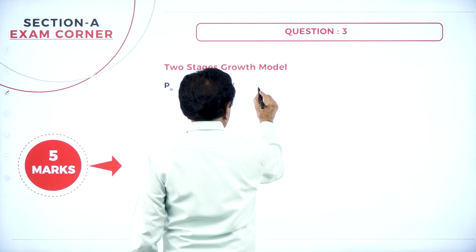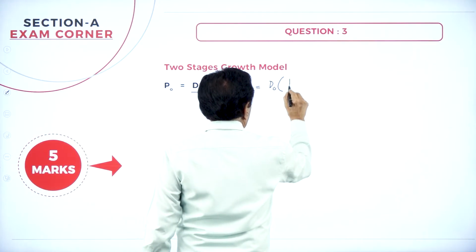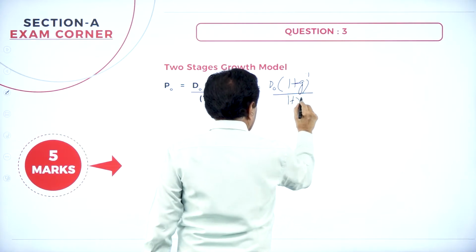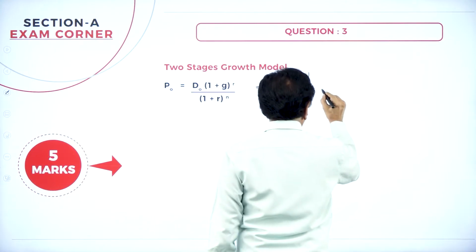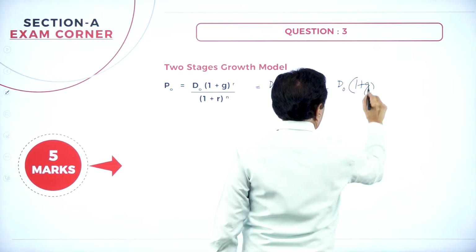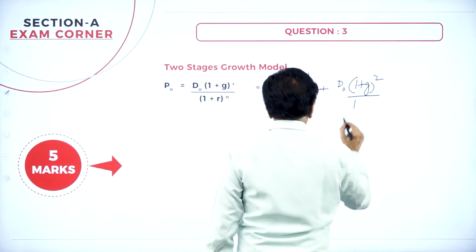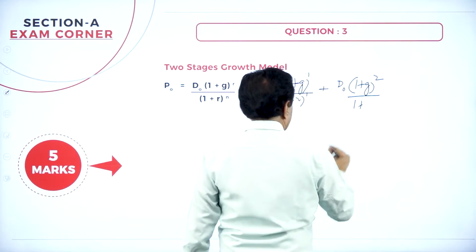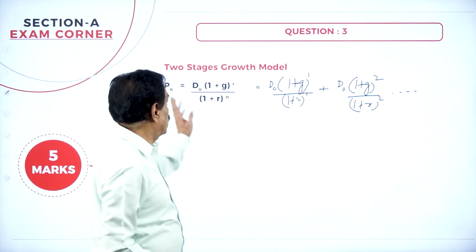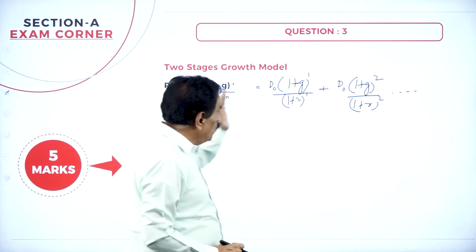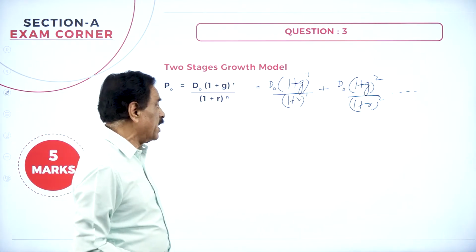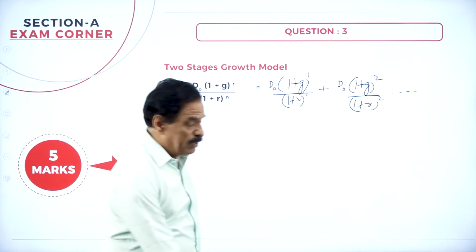D0, 1 plus g to the power of 1 divided by 1 plus R to the power of 1. This is for 1 year. Second year, D0, 1 plus g to the power of 2 divided by 1 plus R to the power of 2. It will go like this, for however many years they give. That's called the two-stage growth model. They will give the growth rate, the dividend of the last year and the required rate of return. So we'll solve the problem now.